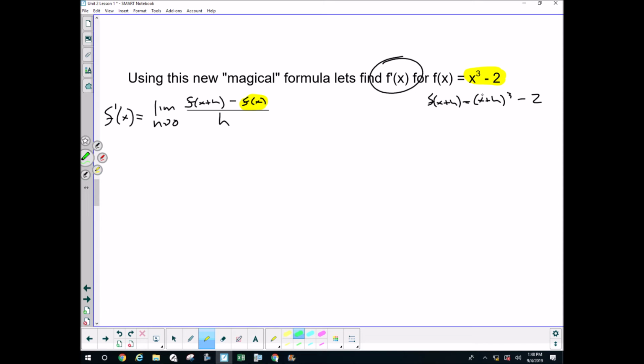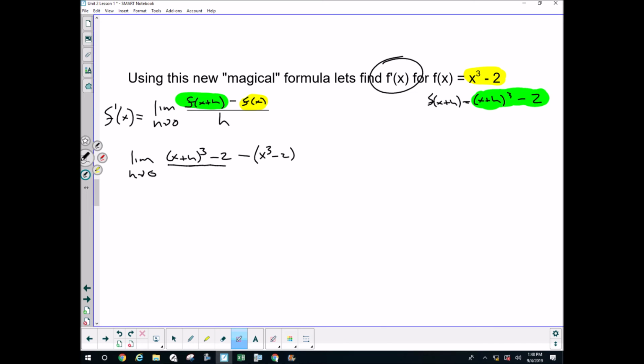I could take that, as long as I do it correctly, and put it there, and I can use this magical formula for this function, x cubed minus 2. So let's be careful, and let's plug it in to those spots. I got x plus h cubed minus 2 minus, since I'm subtracting this entire thing, I'm going to use parentheses to be careful. That's over h.